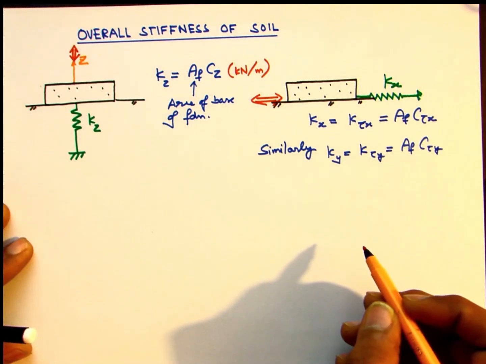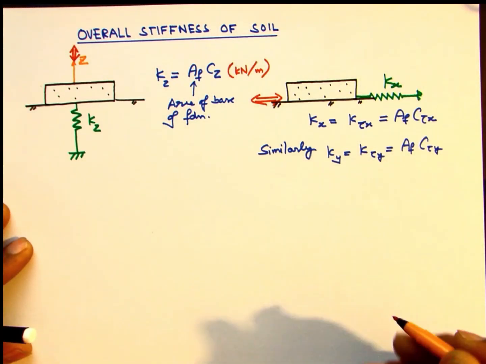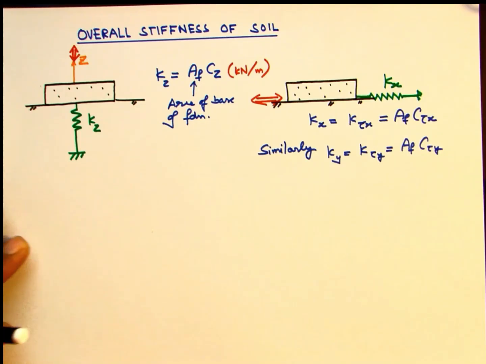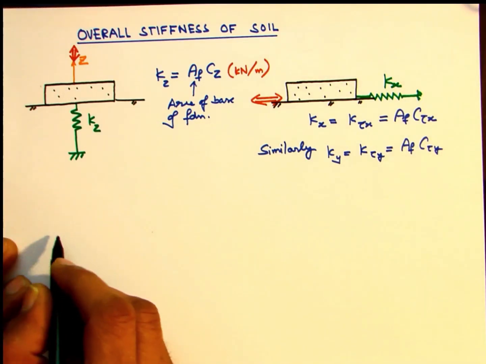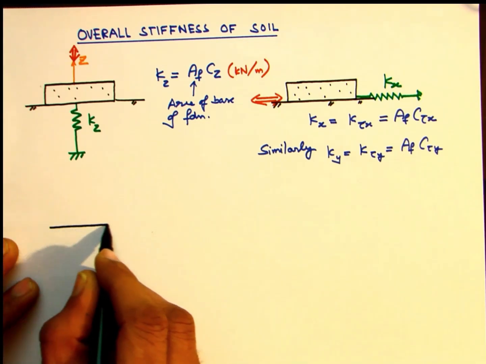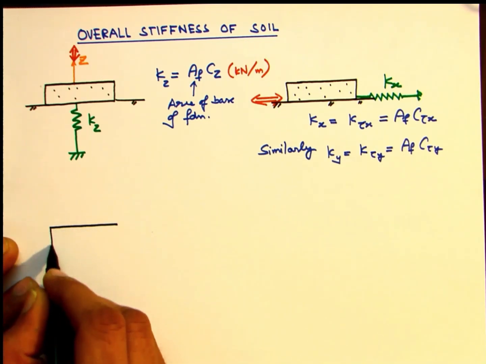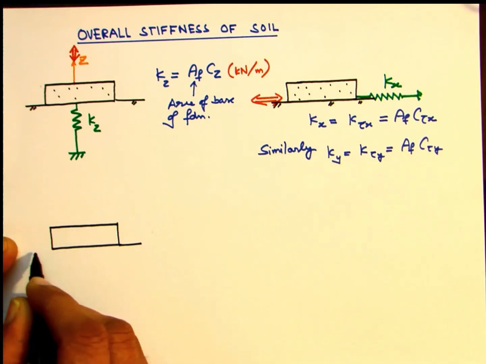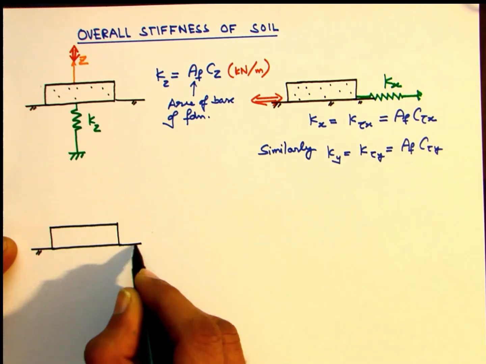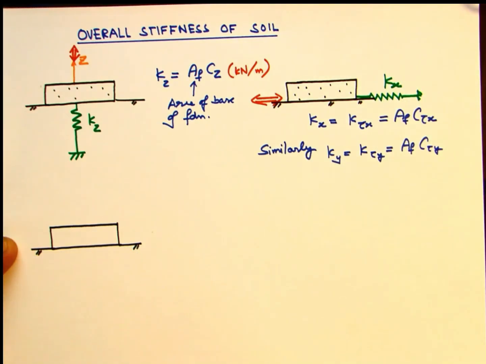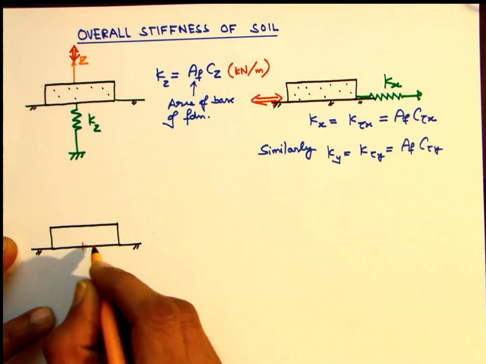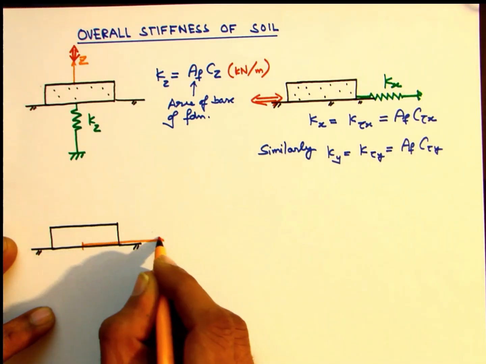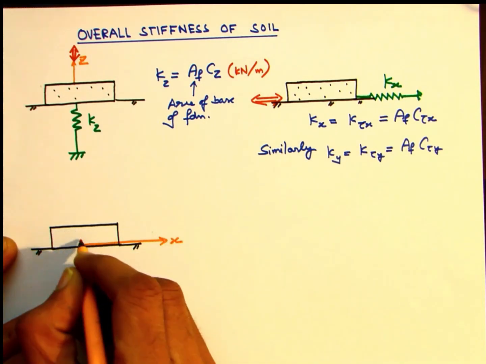The next type of stiffness which we will discuss corresponds to the rotational vibrations of the foundation block. Say it could be rocking or pitching. Let's consider rocking first. Let's say the foundation block is undergoing rotational vibrations in the xz plane, that is about the y-axis, and this is basically rocking.